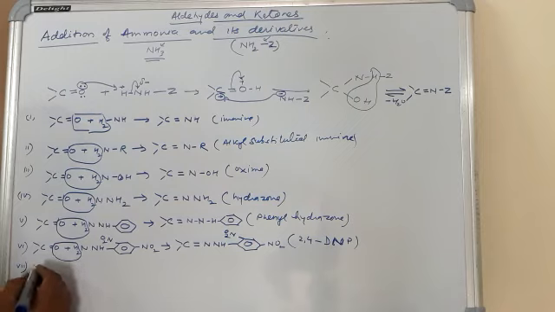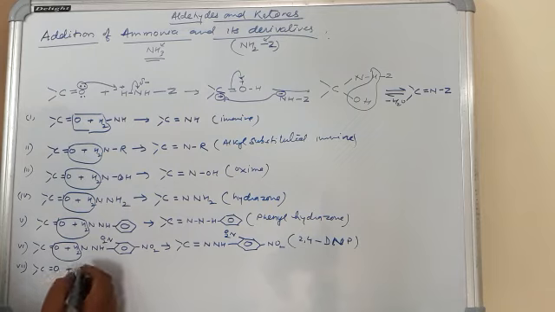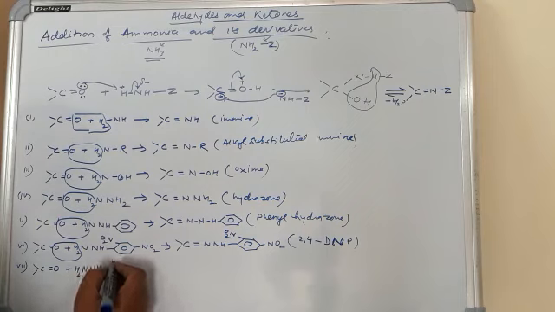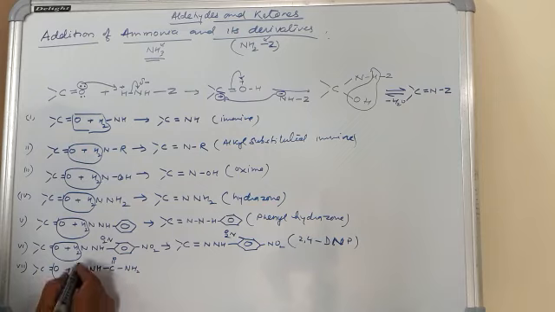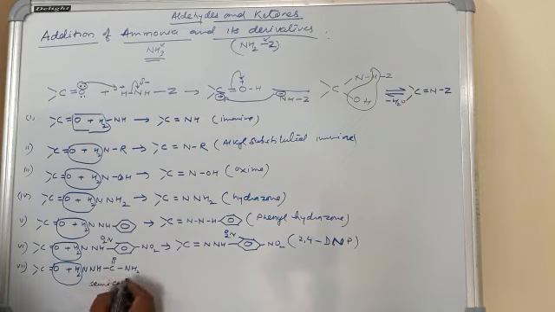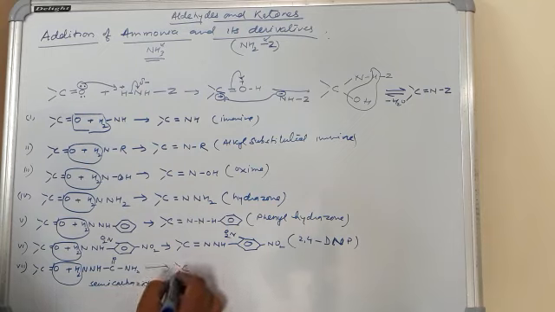Next, when treated with hydrazine in which one hydrogen is replaced by an amide group, it is known as semicarbazide. So the formation of semicarbazone takes place.